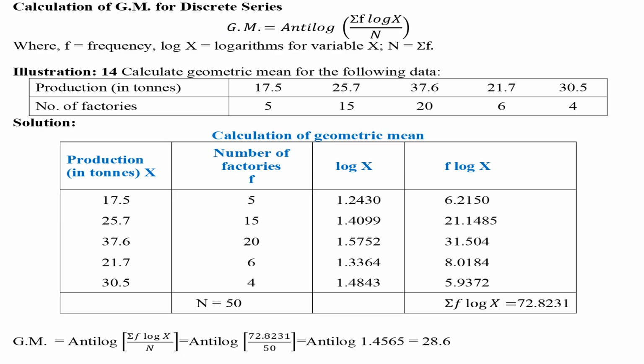Calculation of GM for discrete series. The formula is mentioned here, where f equals frequency, log x equals logarithms for variable x, and n is the total number of variables. It's noted from the table that the first column is variables, here it's production, and the second column is frequencies, here it's number of factories. In the third column, the logarithm of variables mentioned in the first column should be recorded, and then it should be multiplied by respective frequencies mentioned in the second column, and then the sum of all such values should be calculated and divided by the total number of frequencies, which is 50. Then the anti-log of such value should be calculated.